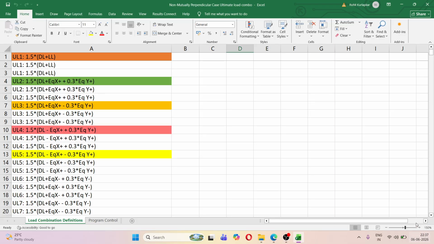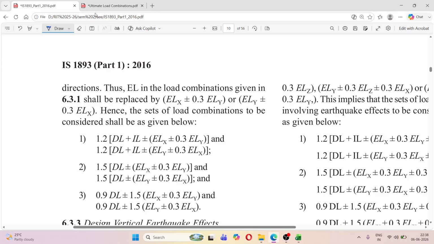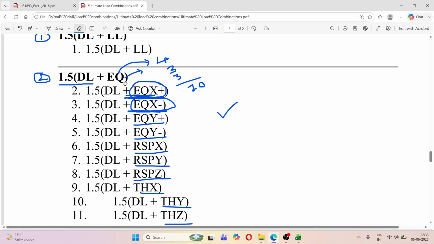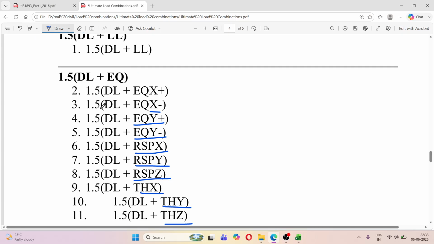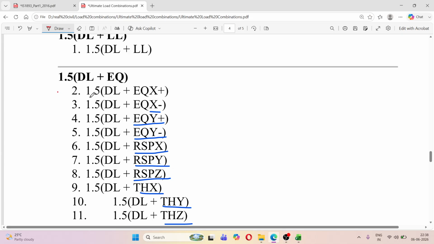Yes. So the remaining cases will be there. We know that our second case, just look here in the green color, was 1.5 dead load plus earthquake in x direction, right? Let me show you. In the orthogonal case, this was our first case, 1.5 dead load plus earthquake x positive.